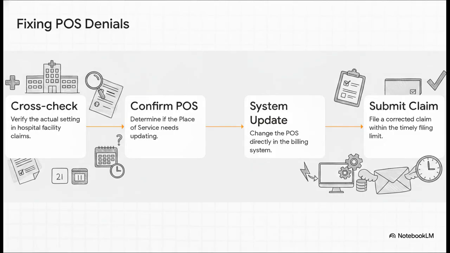Now, what about Scenario 3? This addresses our CO58 denial, the invalid place of service. You definitely don't just guess the right room here. You systematically cross-check the hospital or facility records to verify where the patient actually was. You confirm the appropriate code, for example, updating to POS 21 if it was indeed an inpatient admission. Then you update that place of service directly in the billing system and fire off a corrected claim to the payer, making absolutely sure you do this within their specific timely filing limits.